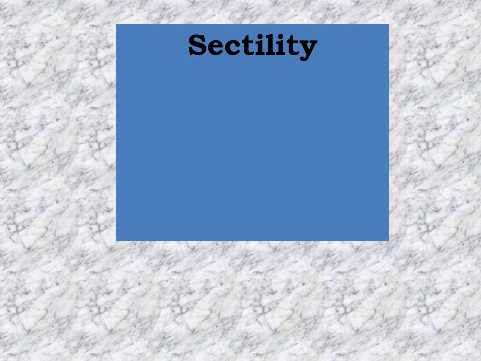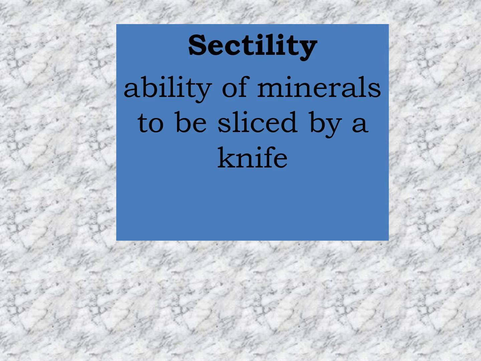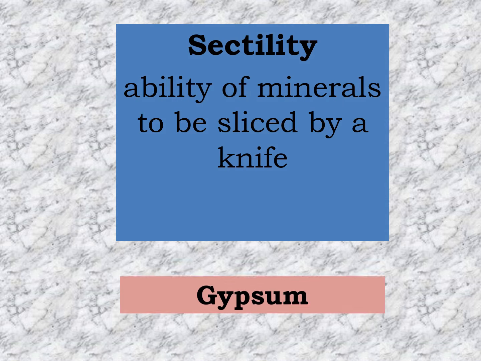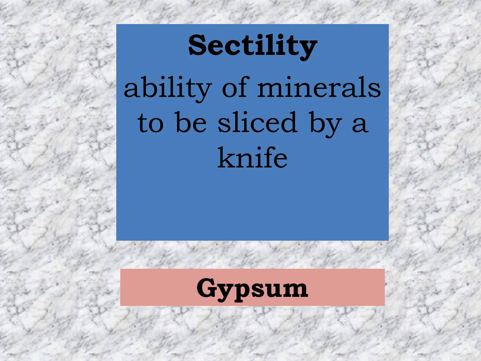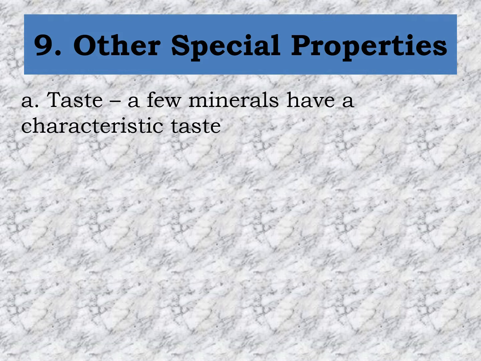And last is sectility. So it is the ability of minerals to be sliced by a knife, or it can be cut or shaped with a knife. So best example for sectility is the gypsum. So gypsum is one example, and it is a soft sulfate mineral composed of calcium sulfate dihydrate, and it is used in manufacturing wallboard, cement, and the likes.